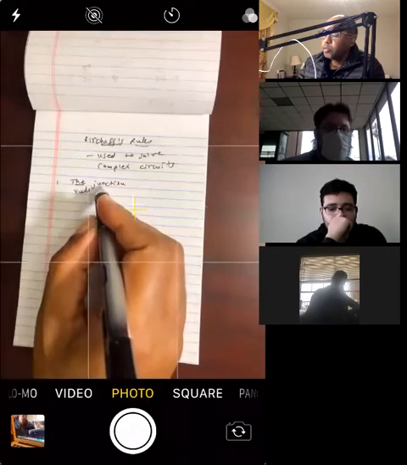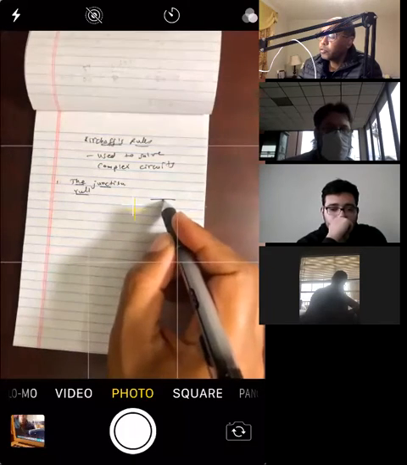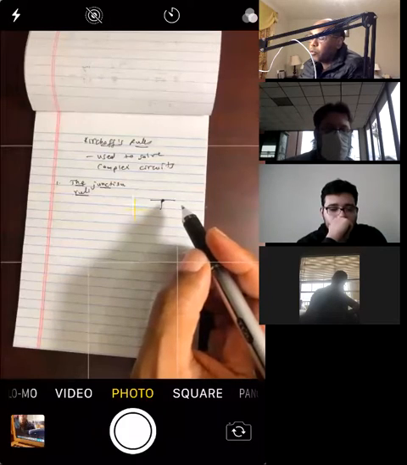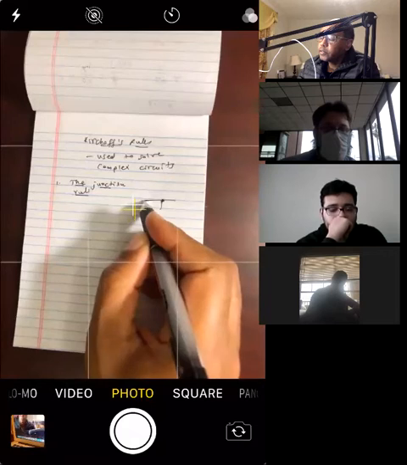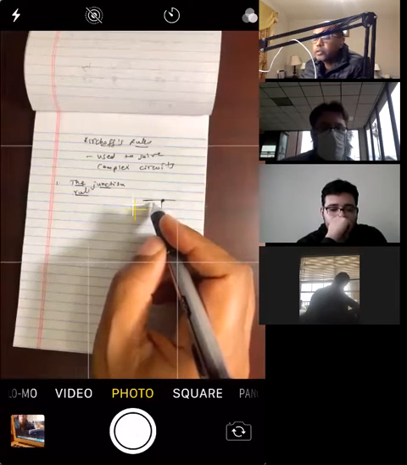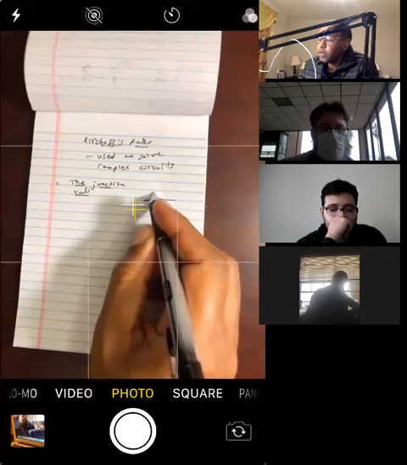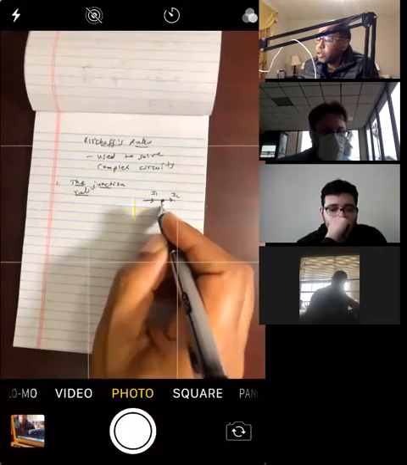A junction is a point where one or more wires meet, okay? This point over here is a junction. Okay, so what does this rule say? It says the sum of all the currents in a junction is 0. Of course, the same convention. Let's say we call this one I1, this one I2, and this one I3.